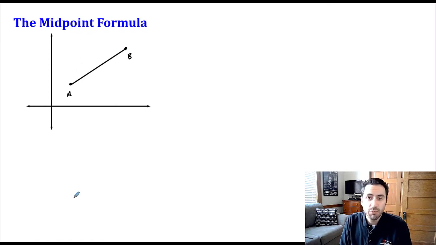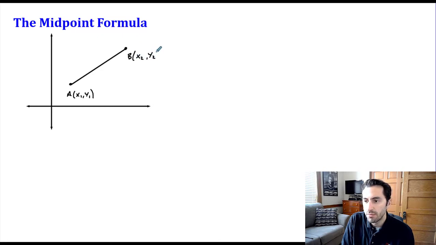Okay, the next thing we want to do is assign some coordinates to our 2 points. I do want this to be general. I want this to be arbitrary. So let's use some variables. So for point A, let's say that this is the point x1, y1. And for point B, let's say that this is the point x2, y2.